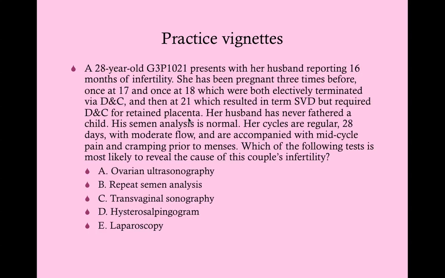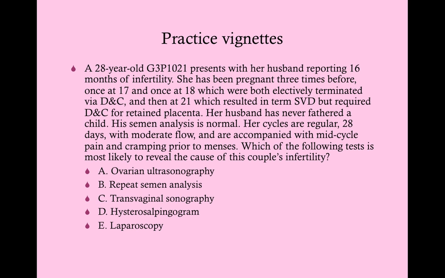Okay, we have a 28-year-old G3P1021 presenting with her husband, reporting 16 months of infertility. She's been pregnant 3 times before, once at 17 and once at 18, both of which were electively terminated via D&C. And then at 21, she had a pregnancy which resulted in a term spontaneous vaginal delivery but required a D&C for retained placenta. Her husband has never fathered a child.